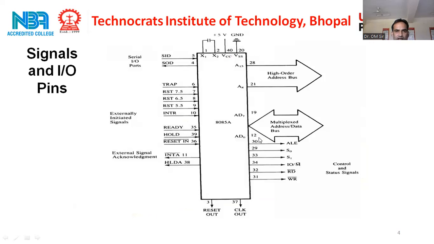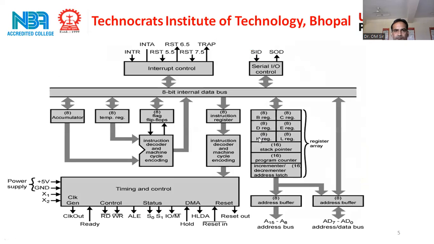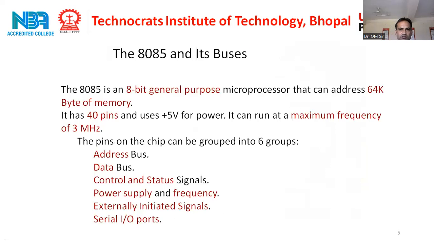This is the signal organization of the 8085 IC. This is the architecture of the 8085 microprocessor. The 8085 is an 8-bit general purpose microprocessor, which can address 64 KB of memory. It has 40 pins and uses a plus 5-volt power supply. It can run at a maximum frequency of 3 megahertz.